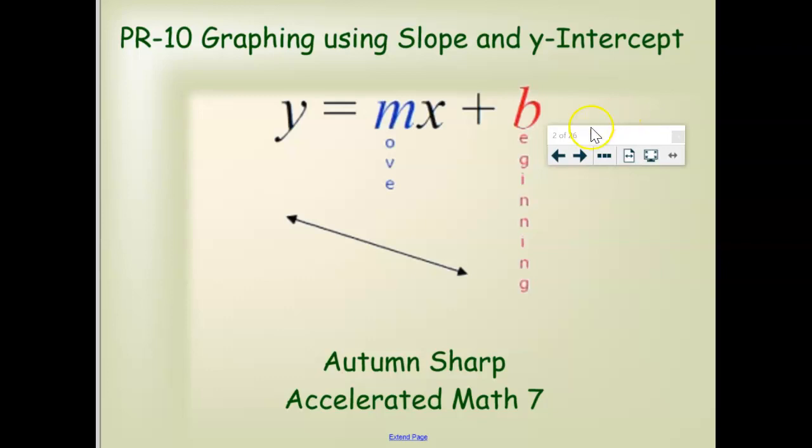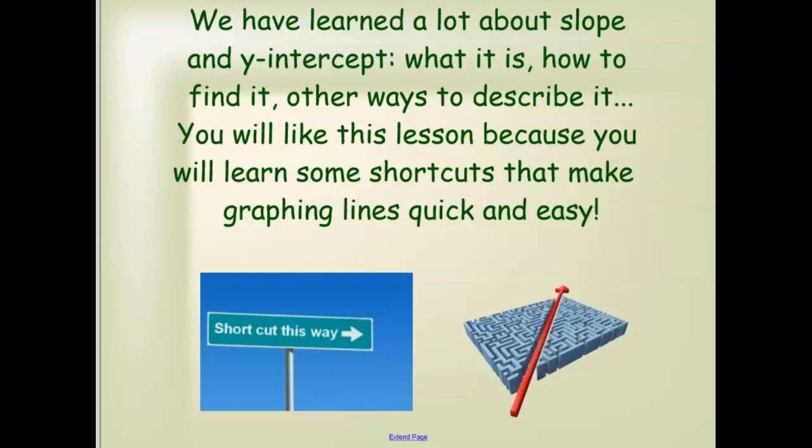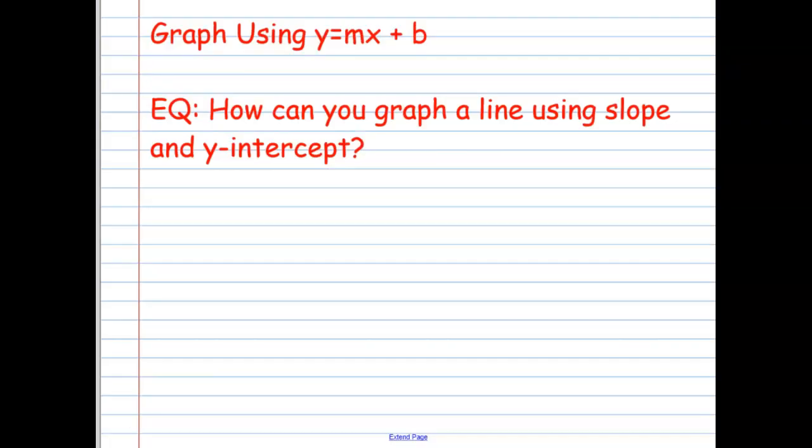So we've talked a lot about slope and y-intercept. We know what it is. We know how to find it from tables, from graphs. We know what it means. The nice thing about this lesson is that it's the last one about slope, but we're going to learn some shortcuts that are going to make graphing lines quick and easy for reals.